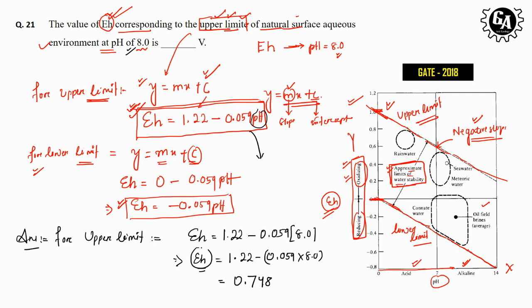And what is the unit of EH? This is in volt, V. So what will be the answer? You can see this is 0.748 volt. This is for the upper limit, and this is our answer also. But if the question had asked for the lower limit, then what would be the answer?